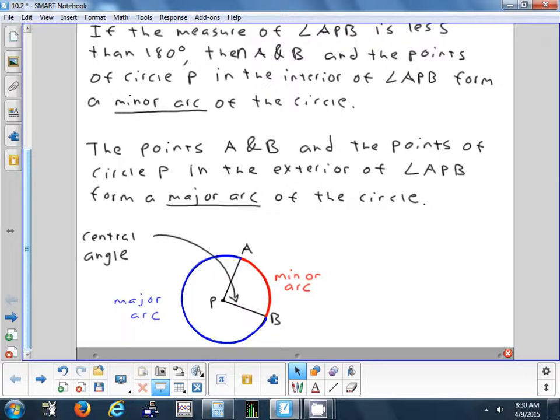Any questions on what a minor arc or a major arc is? When we talk about arcs, we're only talking about parts of a circle. If you had an ellipse and you wanted to look at part of an ellipse, we don't consider that an arc. We're only going to be studying circles.